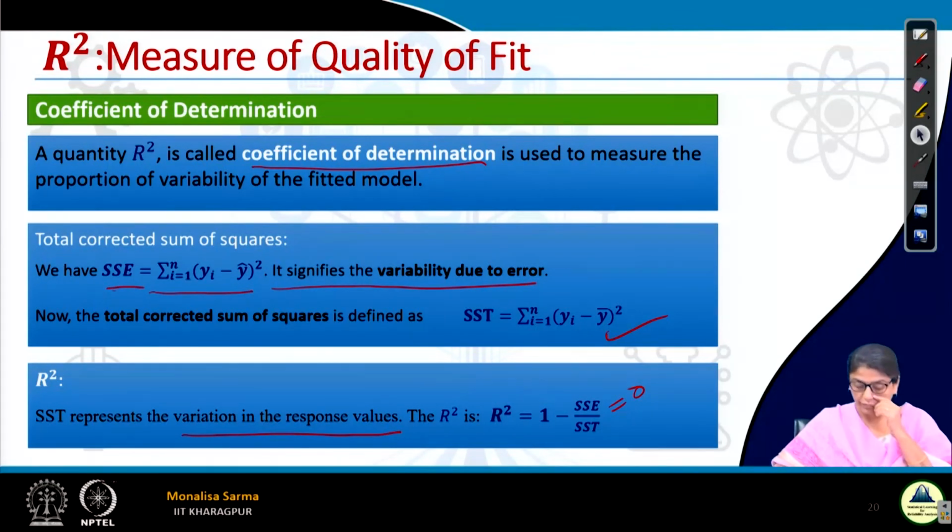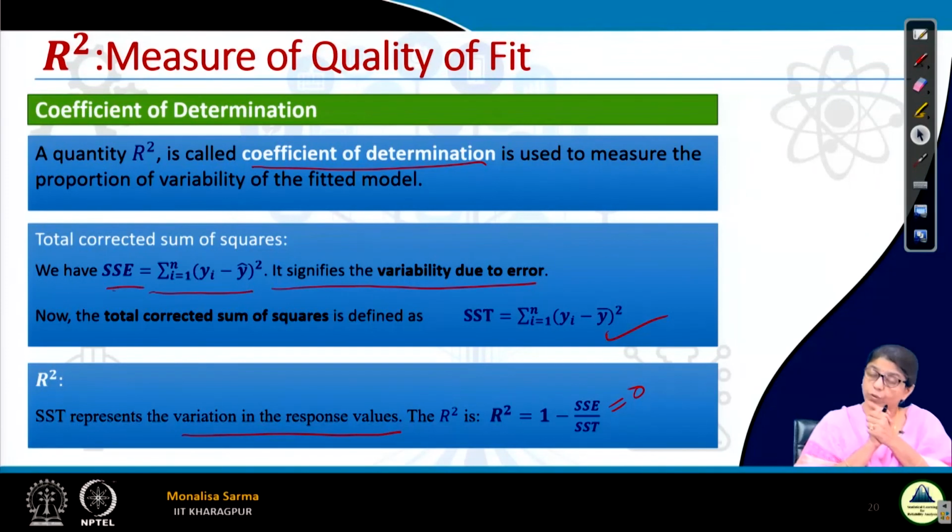Now, if SSE is almost equal to SST, that means the variability due to error is so high that it is almost equal to the variation in the response value. Variation in the response value is a different thing, isn't it? My variability due to error is so high that it is almost equal to SST. Then my R square will be equal to 0. That means my fit is not a proper fit at all. R square equal to 0 means it is not a good fit at all.